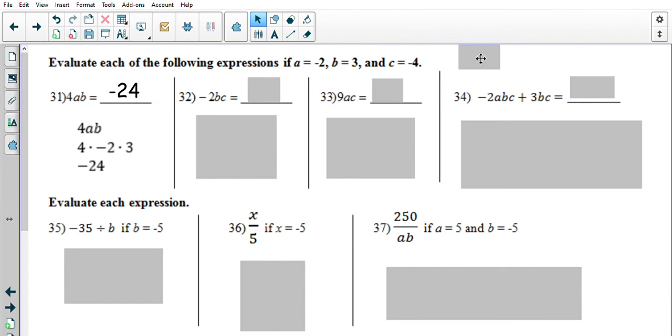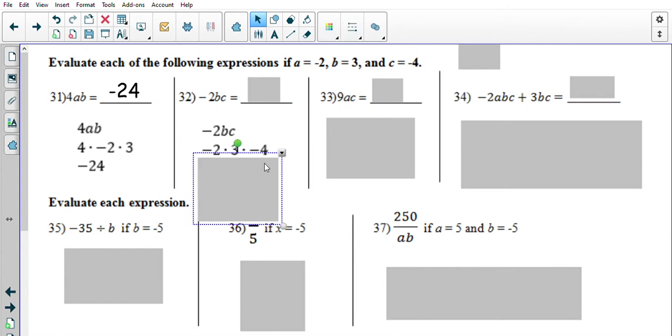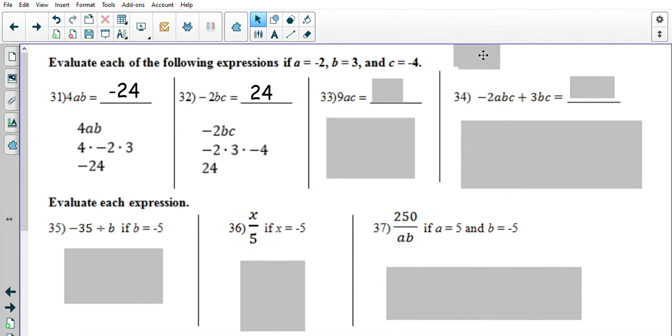Number 32, negative 2BC. Replace B with 3, C with negative 4. So it's going to look like this. 2 negatives mean my solution is going to be positive. 2 times 3 is 6. 6 times 4 is 24. It will be 24.